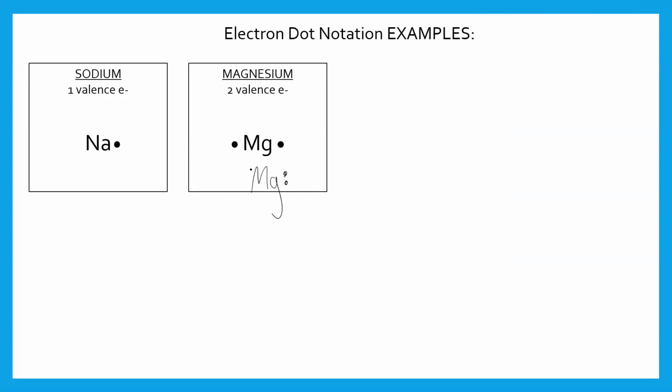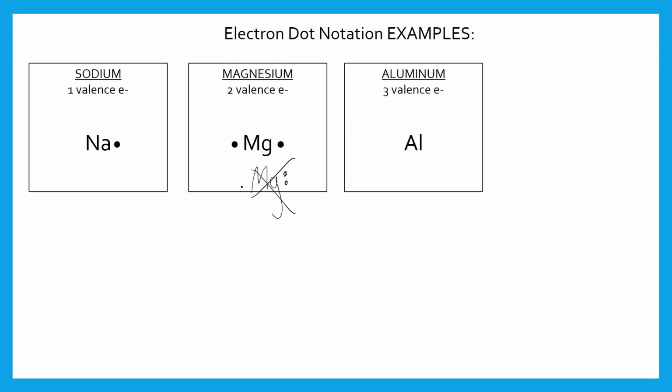No way. Do not do that. One per side until every side has one dot, and then you can double up. Aluminum, Al, group 13, 3 valence electrons. So 3 sides should have 1 dot.